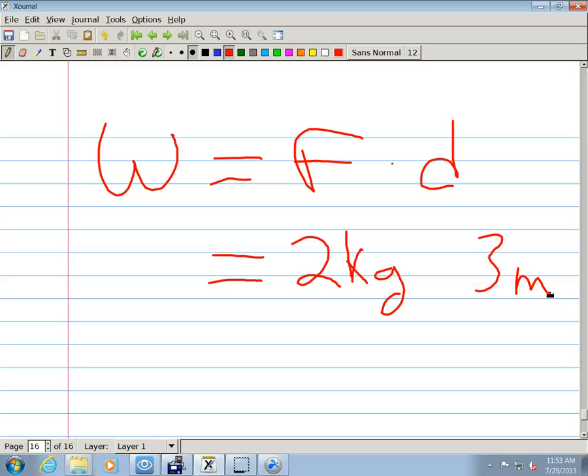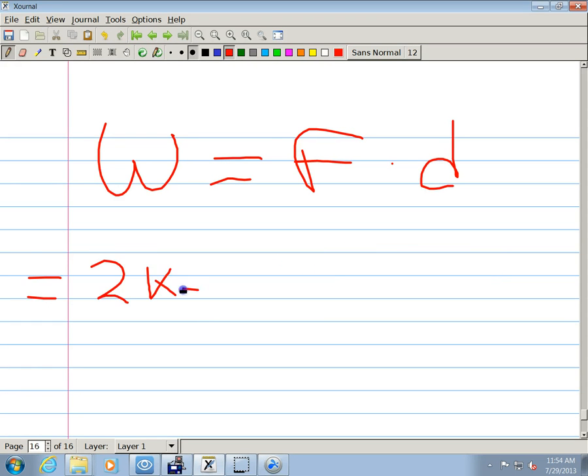No, because force is not mass. Kilograms is a unit of mass. Force is mass times acceleration. You ever heard of Newton's 3 laws, right? F equals ma. If a is the acceleration due to gravity, I have to multiply by that. You know what? I need more room. Let's put it over here. Work equals 2 kilograms times the acceleration due to gravity times 3 meters, let's say, okay?